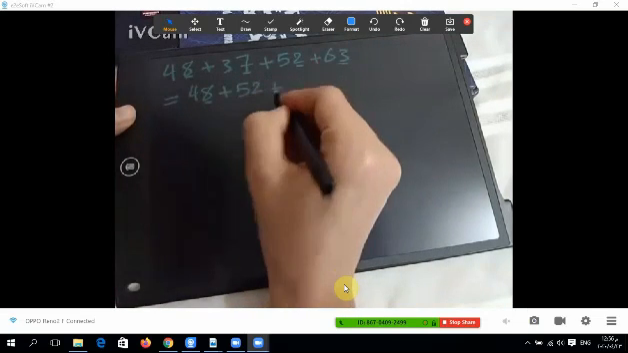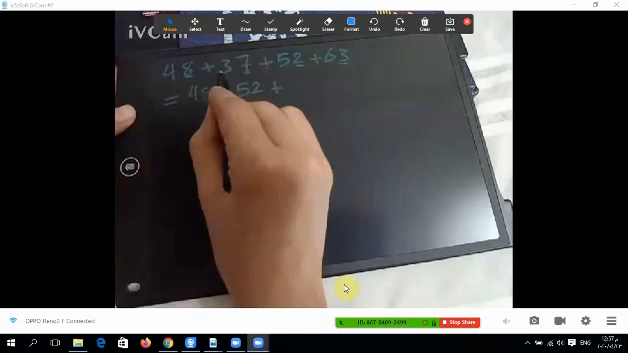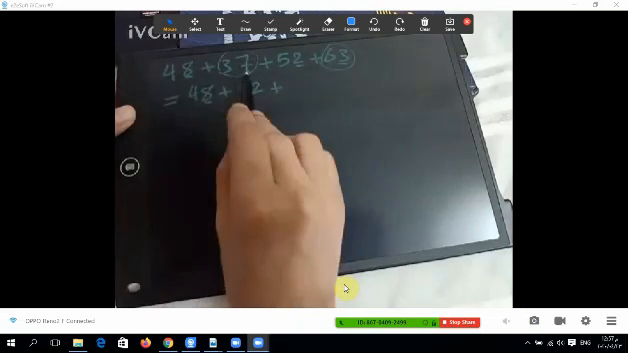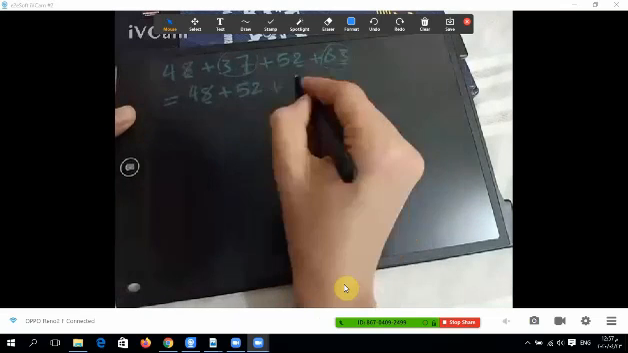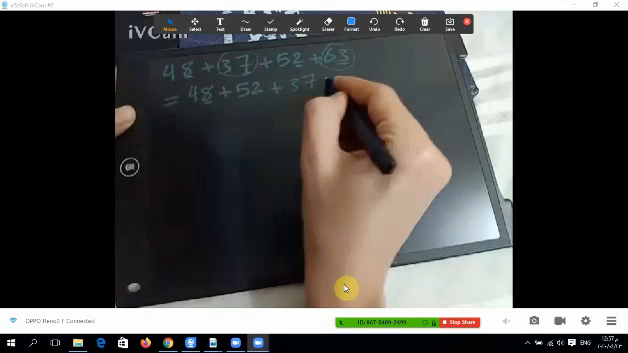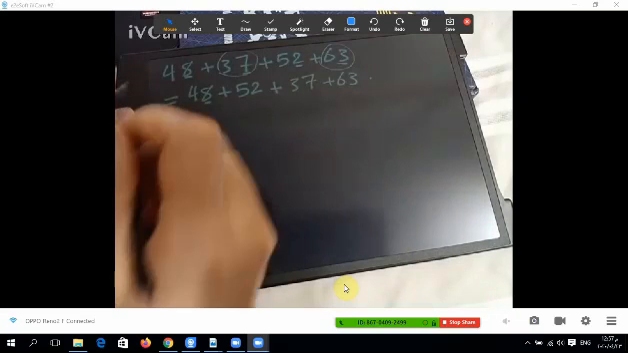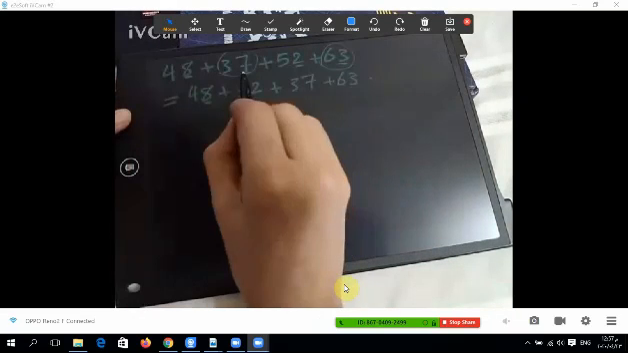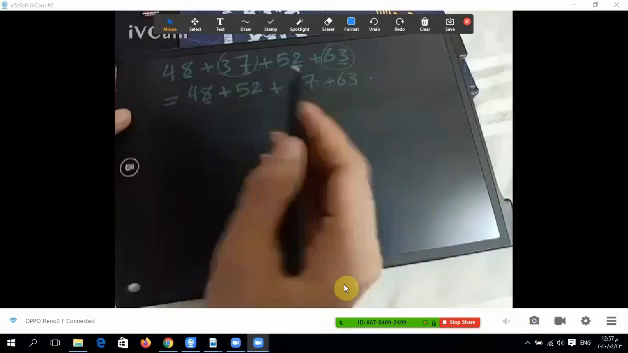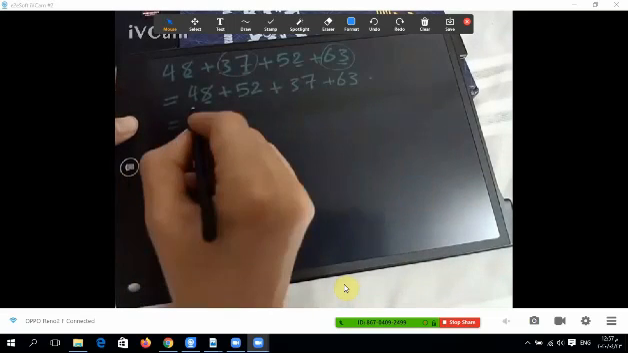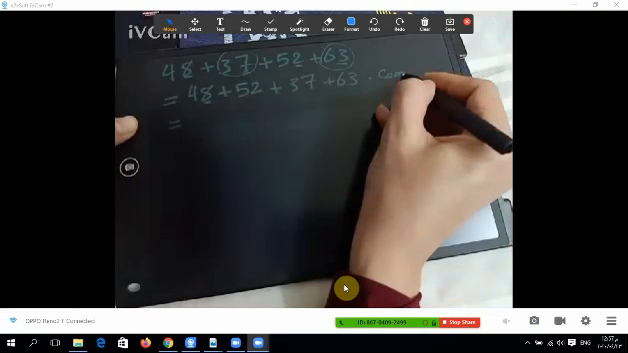Plus, what do you have? 37 and 63. If you look at them, you will find 7 and 3. So when you use the addition property, you have to search for two numbers that give you 10 in the units. Here it's 8 and 2, or 7 plus 3. So change the numbers according to this. And this is commutative, don't forget it.